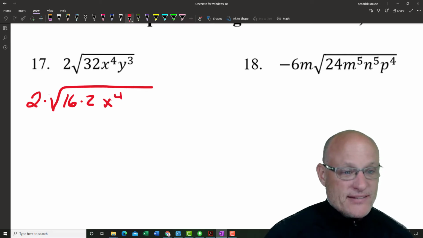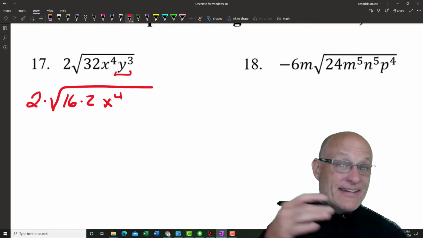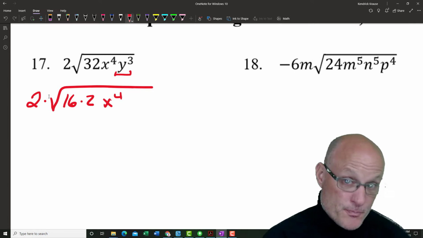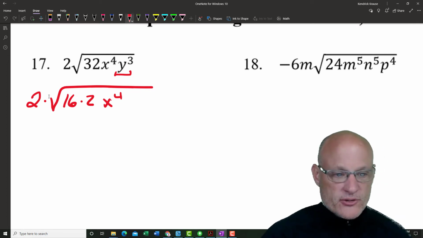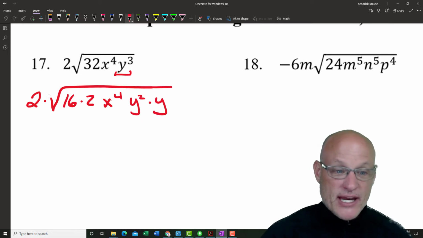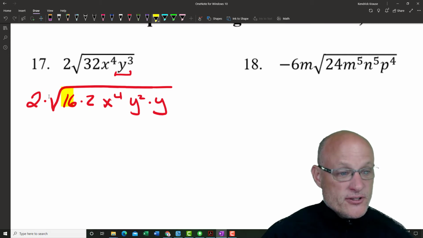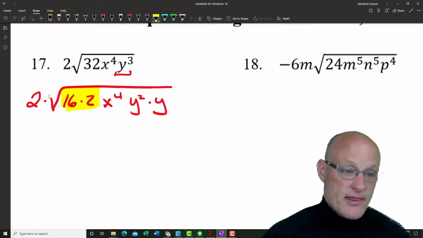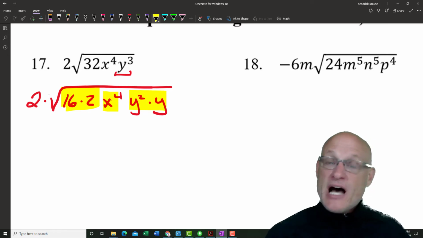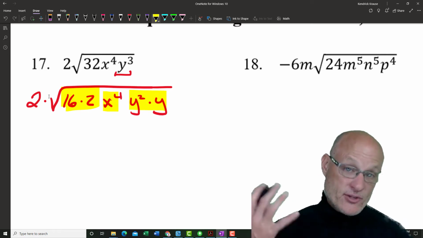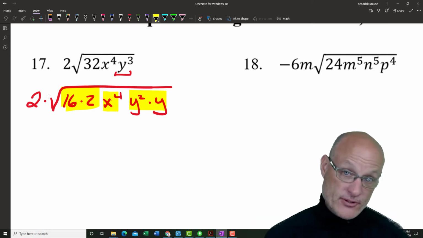But as soon as it's an odd number, we're going to write it as an even multiple of 2 and an odd. It's always going to be a leftover one for these. So it's going to be y squared times y. Now, I haven't changed anything. This is still 32. This is still x to the 4th. And this is still y cubed. I've just rewritten it as a perfect square and not a perfect square.